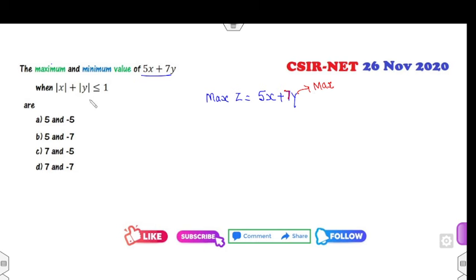So what is the maximum value of the y from this? y will be 1. अगर y 1 हो गया तो आपका x कितना हो जाएगा? 0. So what is the answer of this? 7. So maximum 5 and 5 cancel.